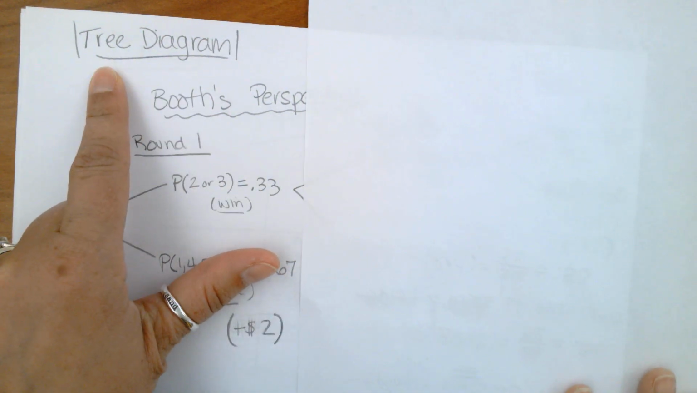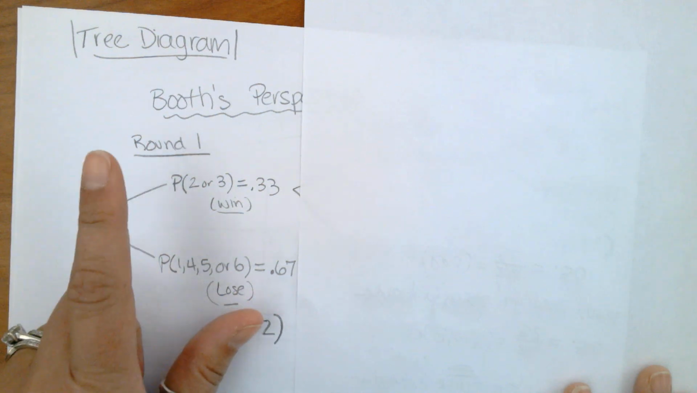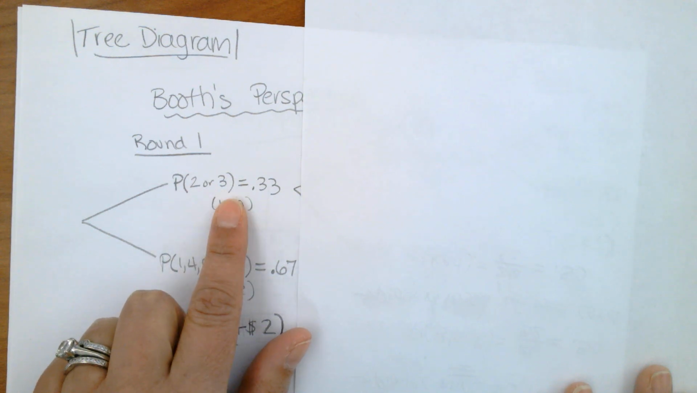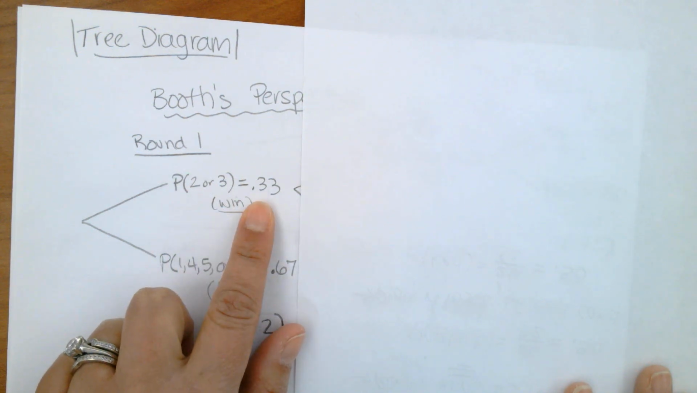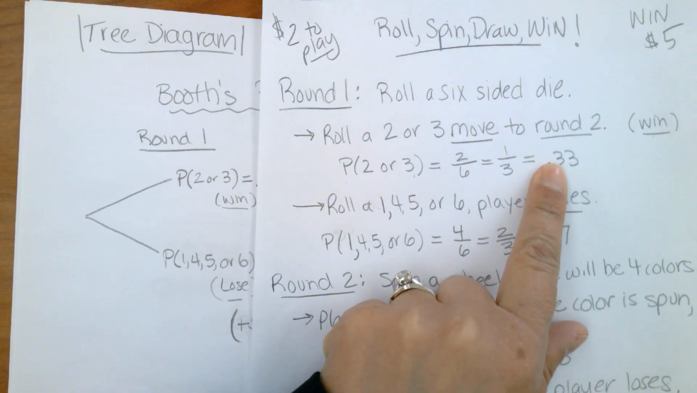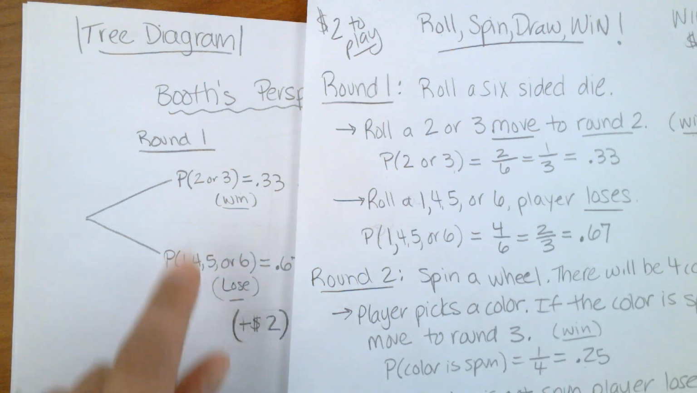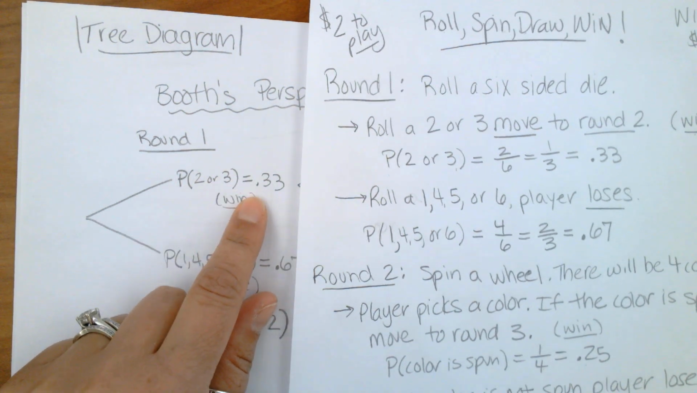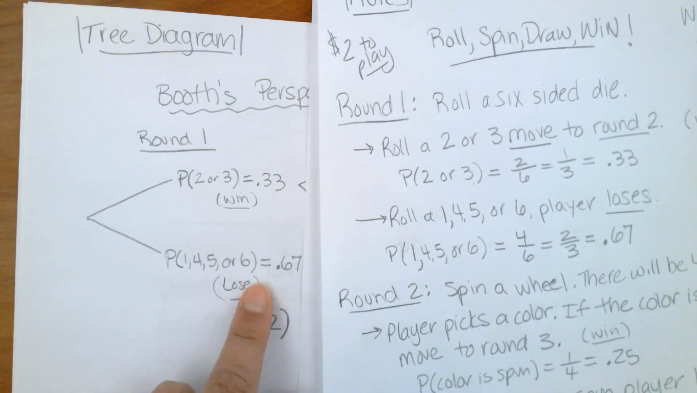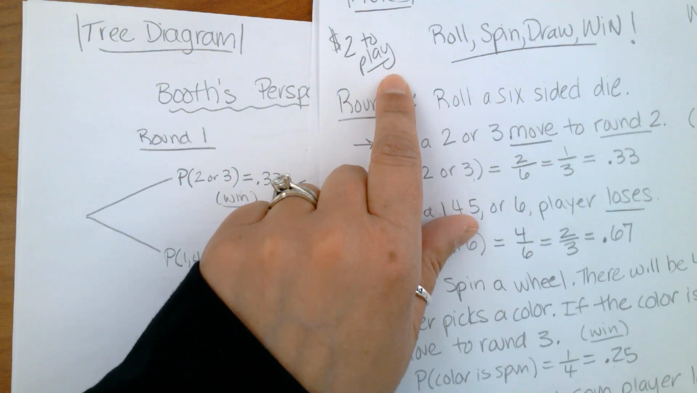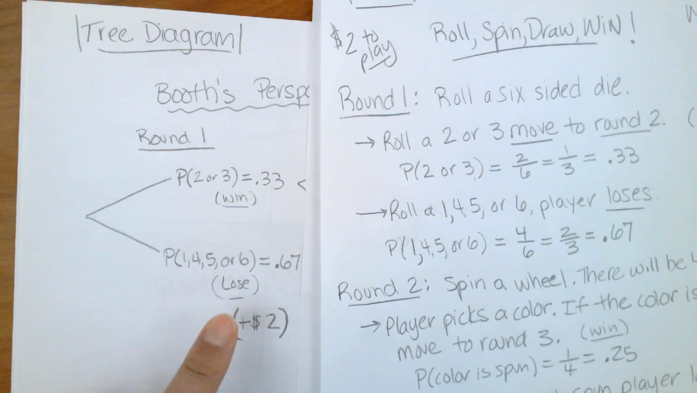This is a tree diagram. So here's the thing. Here's round one. So round one, the person can either choose a 2 or a 3 to win to go to the next game. That's a 0.33 chance. And that's what I have here for my round one, 0.33. Or they can lose. So they can either win or lose my game. Okay. So if they win, 0.33 probability. If they lose, 0.67. If they lose, I get to keep their $2. It costs $2 to play. So from the booth's perspective, I am now in the positive. I keep their $2. Okay.